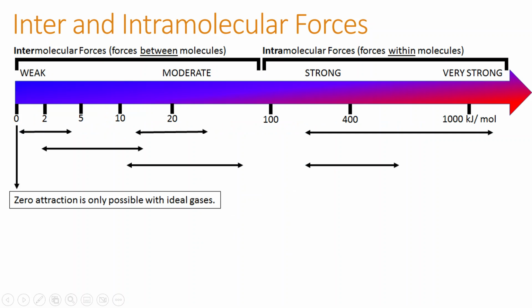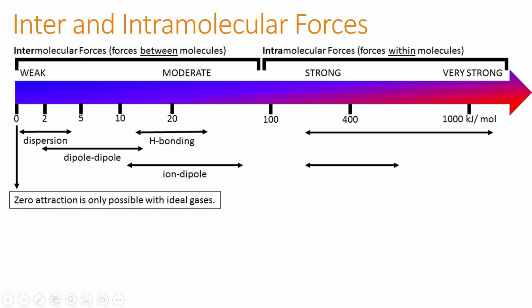So now we just want to look at the relative strength of these forces. My intermolecular forces, those are the forces between molecules, are always going to be weaker than my intramolecular forces that are within molecules. So my weakest is dispersion. Dipole-dipole is a little stronger, and hydrogen bonding is a bit stronger than that.